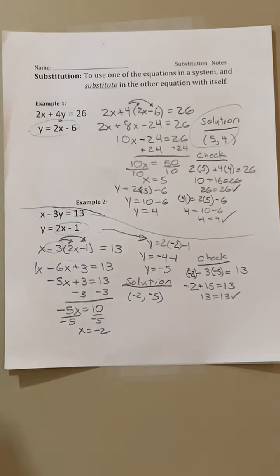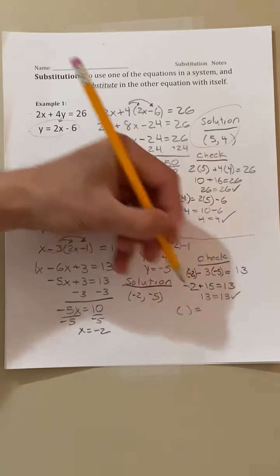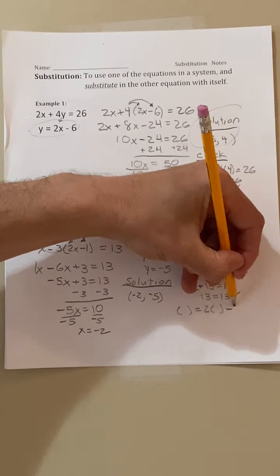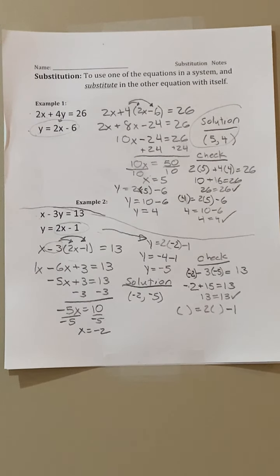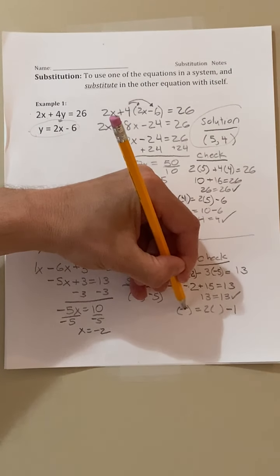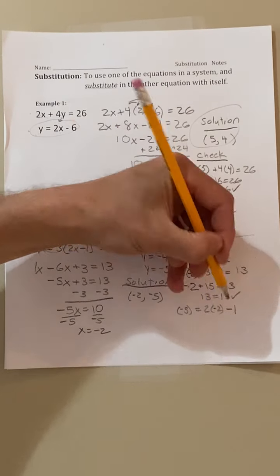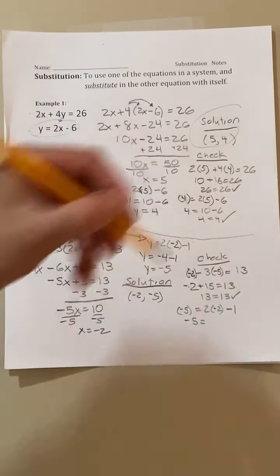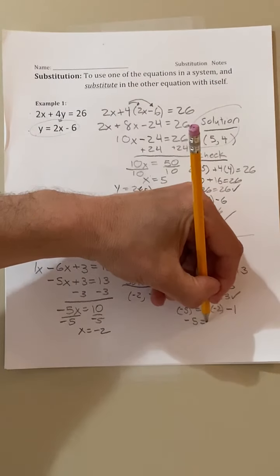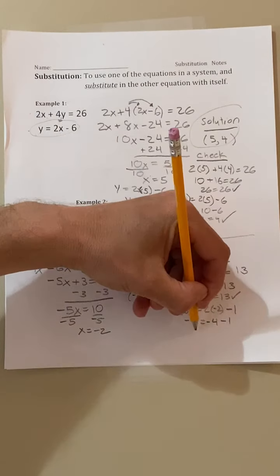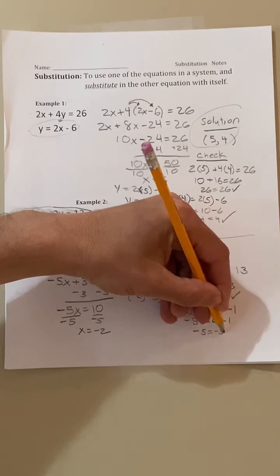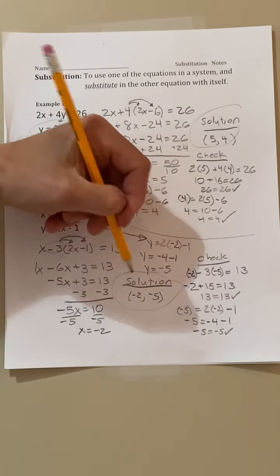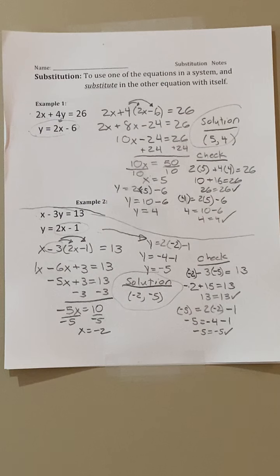Now let's take our second equation. y, leave a blank space for that, equals 2x minus 1. For y, we have -5. x is -2. So I have -5 equals 2 times -2 gives me -4 minus 1. So I have -5 equals -5. So that checks. My solution to this second system is correct. My solution is -2, -5.